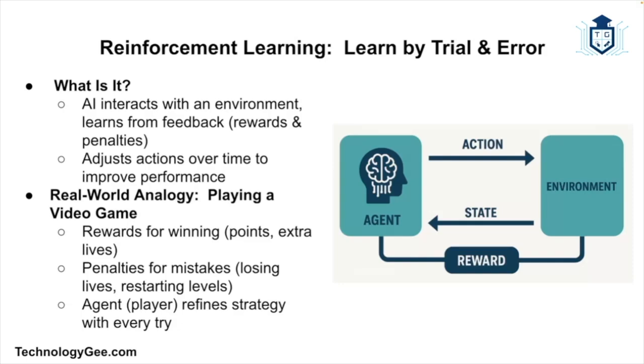Now, in AI terms, an AI agent learns by interacting with an environment. It takes action, gets feedback, which is a reward or a penalty, and improves its strategy over time. And a real world analogy to help drive this home is to imagine that you're playing Super Mario Brothers.